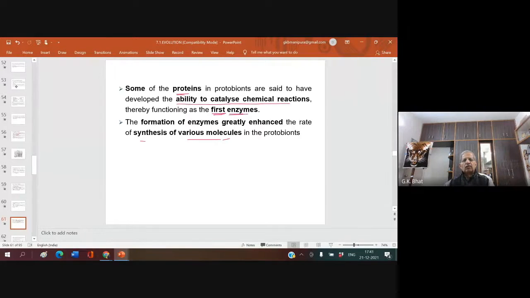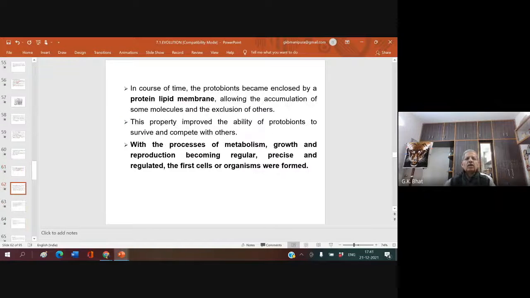You know, enzymes are always known to speed up the chemical reaction. So they enhanced the rate of synthesis of various molecules in the protobiont. Protobiont is nothing but the first cell. In course of time, the protobionts became enclosed by a protein-lipid membrane, allowing the accumulation of some molecules and exclusion of others. This property improved the ability of protobiont to survive and compete with others.